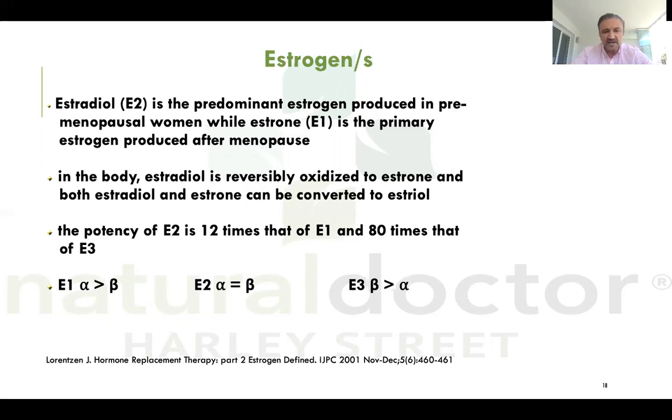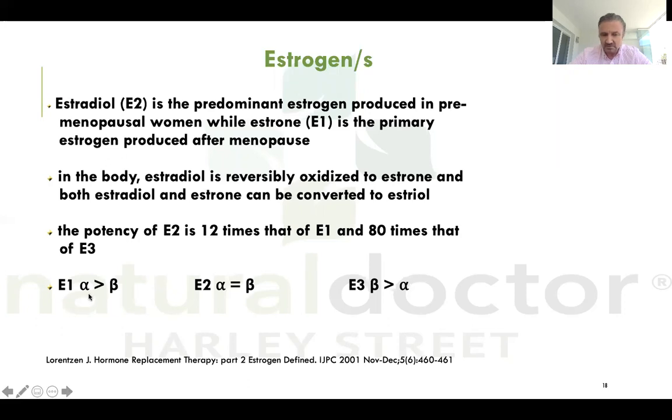In the body, estradiol is reversibly oxidized to estrone, and both estradiol and estrone can be converted to estriol. So these hormones are interconvertible in the body. Now, this next point is very important. The potency of estradiol is 12 times that of estrone and 80 times that of estriol. So these 3 estrogens vary in their potency.